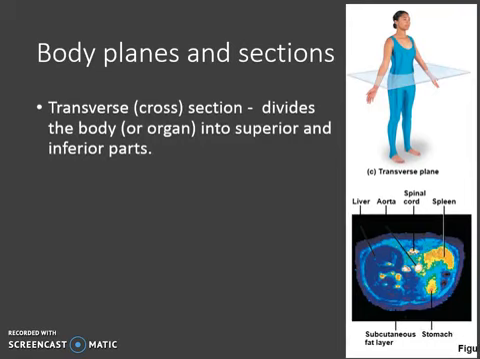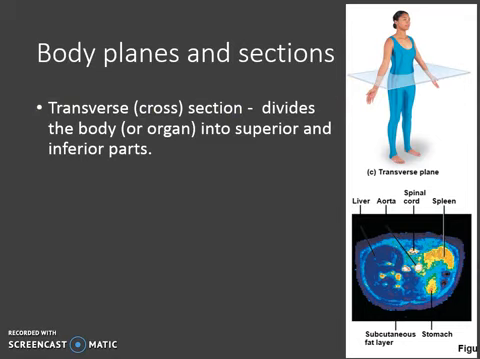A transverse or cross section is where you divide the body or an organ or a structure into a superior part and an inferior part. So you can see here that this is imaging the abdomen in a very different way. Here we've got the liver, the spleen, the spinal cord back here, and this is like chopping the person in half.